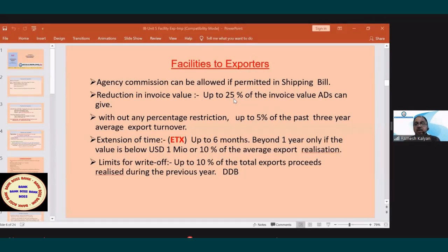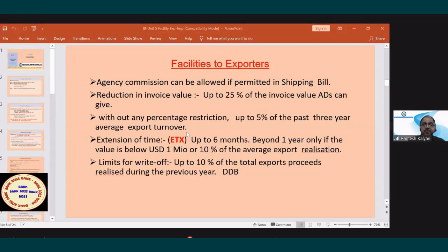If it is above that, say a $4,000 reduction, then we have to see if that amount is less than 5% of the past 3 years' turnover. We have to get a chartered accountant certificate, then we can give extension of time. Normally, for all the export process, the maximum is normally 6 months.